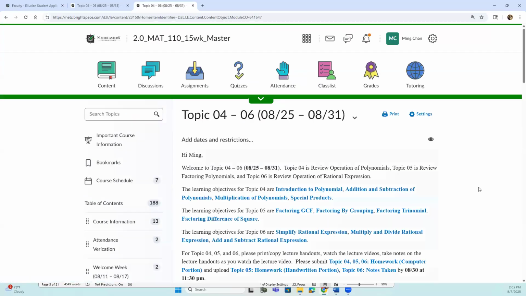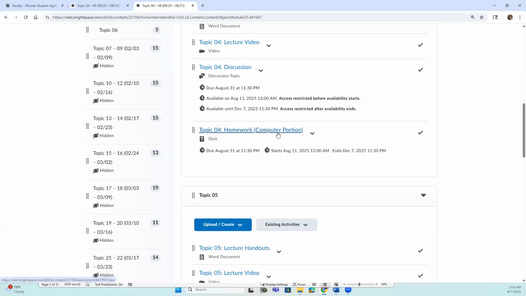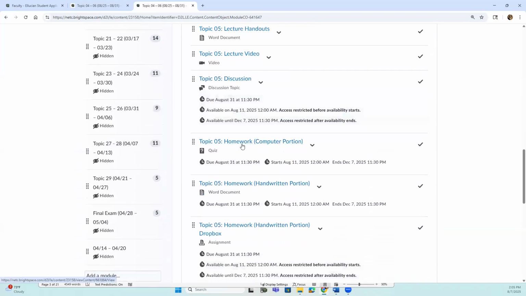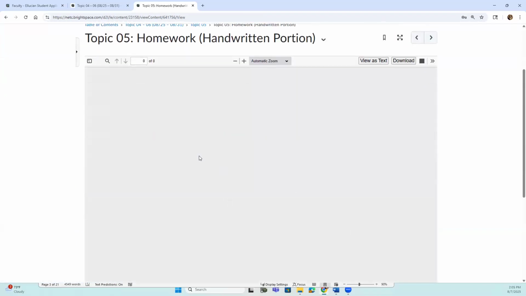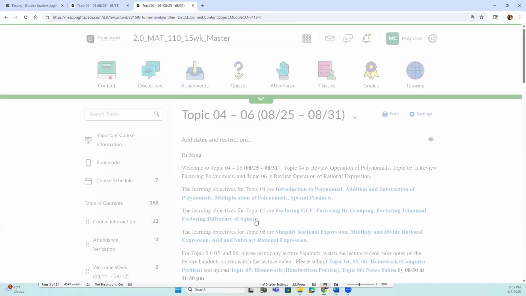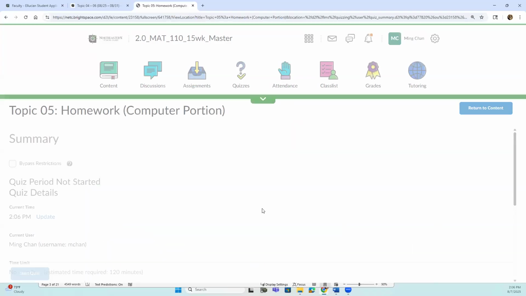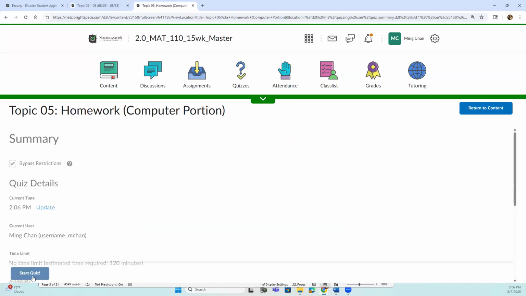Next is homework. Some topics, like topic number 4, only have a computer portion of the homework. Topic number 5 is your first topic where you will run into two different portions of the homework. Whenever you run into a topical homework that has both portions, I need you to print or copy down what's on the handwritten portion first. As you can see, start with question number 2. Then open the computer portion next, and do both portions back and forth until you complete this topical homework.